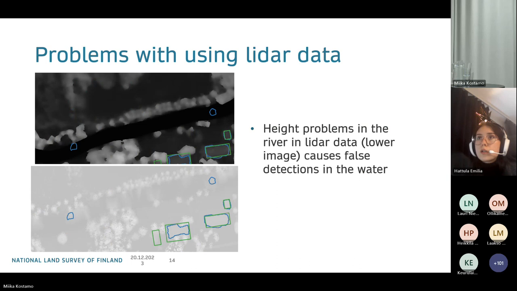Next, we also noticed some problems with using LiDAR data. Some water areas had height problems, for example, here in the lower image, where is the LiDAR DSM, we can notice that the river seems to be higher than the ground, and that has caused some false detections. And in the upper image, you can see the aerial DSM that has the correct height.